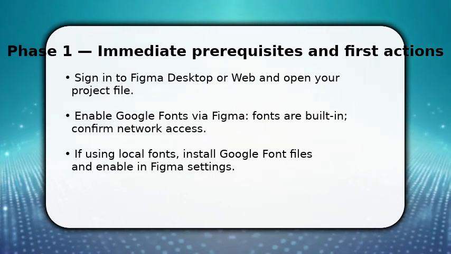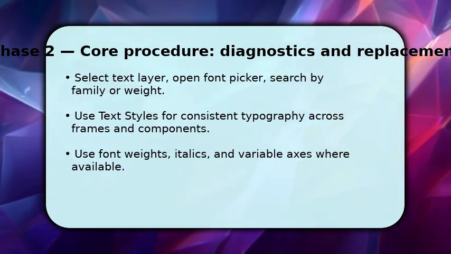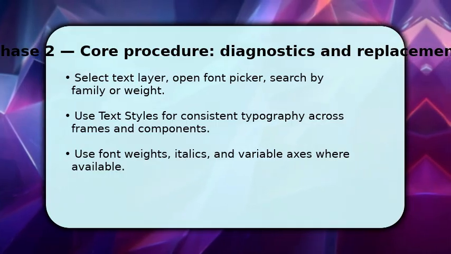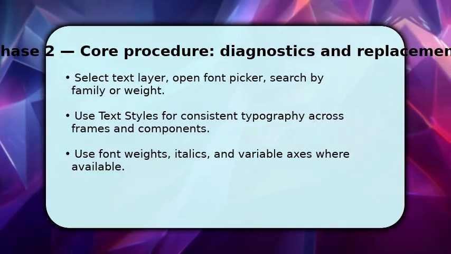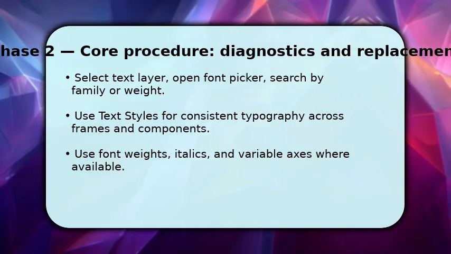Now you apply and manage the fonts. Select a text layer, open the font picker, and type the Google font family name to find it quickly. Choose weight and style. To scale across a design, create text styles, name them, and set family, size, line height, and letter spacing so updates propagate.